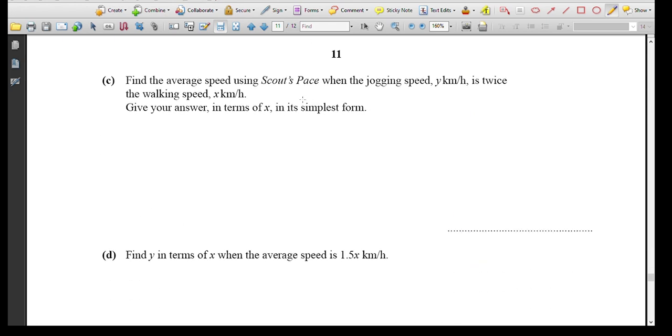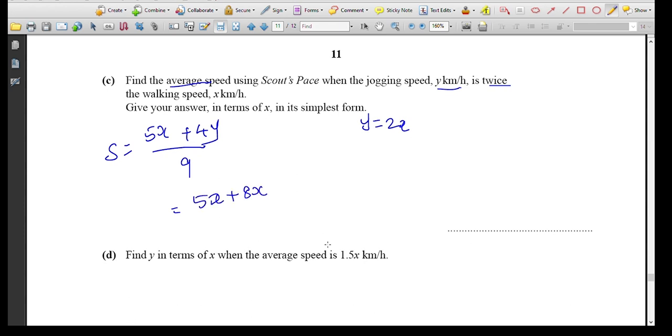Next, find the average speed using scout space when the jogging speed y kilometer per hour is twice the walking speed x kilometer per hour. Just now we have got that average speed s equals 5x plus 4y whole divided by 9. Now they have mentioned that y is twice the walking speed x, so y equals 2x is given. If you substitute this, we'll be getting the new answer, only in terms of x. So 5x, and 4y is going to be 8x, because y is 2x, 4 into 2x is 8x, divided by 9, and we can't simplify it any further. 5x and 8x can be added, so we are getting 13x divided by 9 as the answer.